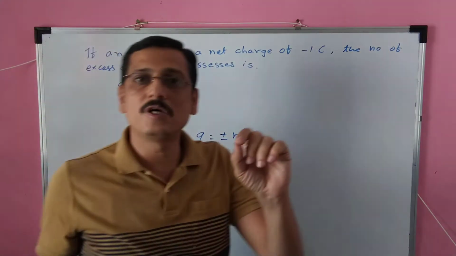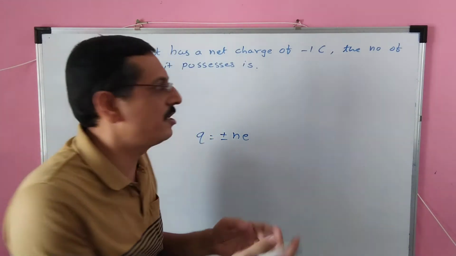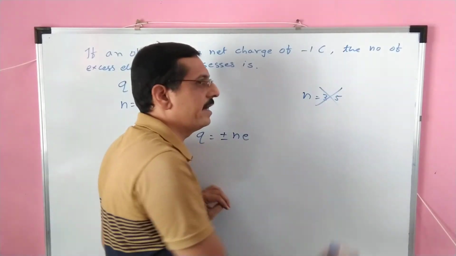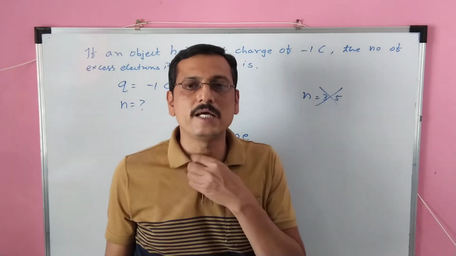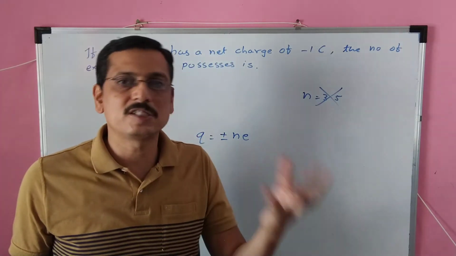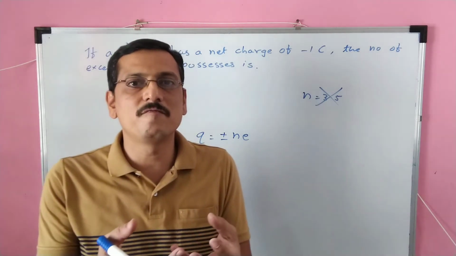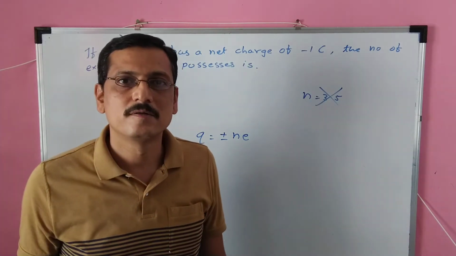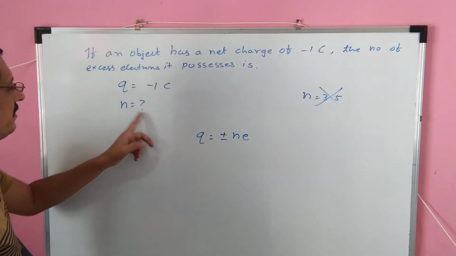And one thing, student, n should always be an integer. If you solved a numerical and the value of n came out as 3.5, this is totally wrong. It will not come like this, so you have to write: it is not possible. Such questions also come, asking how many electrons are transferred from this body to this body if the charge is this much, and if your number of electrons is not an integer, then you say it is not possible only.